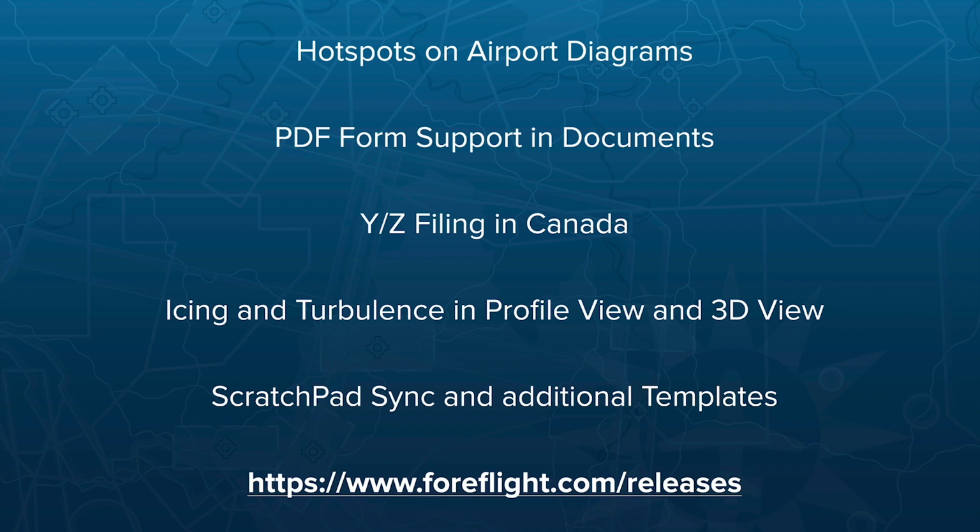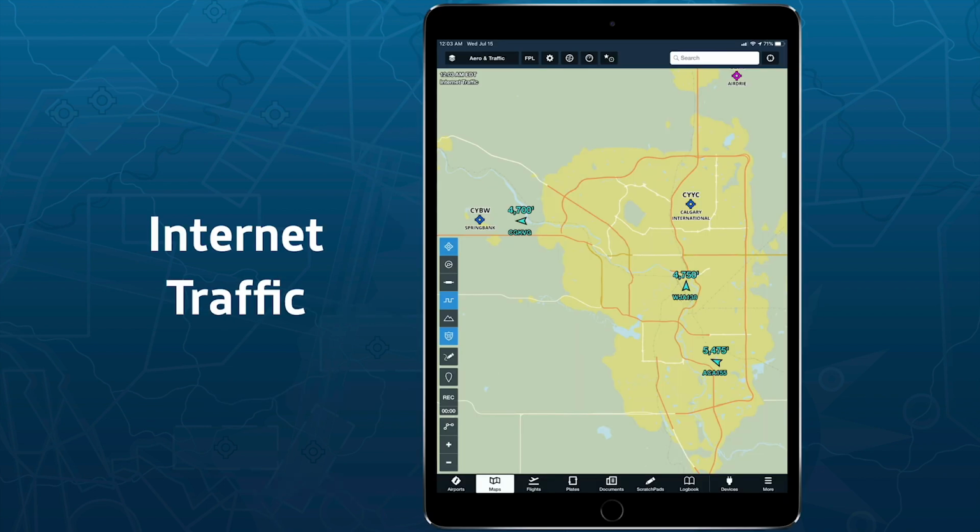We've got hotspots on airport diagrams. PDF form support in Documents. Filing in Canada. Icing and turbulence in Profile and 3D view, which we took a look at. Scratch pads now sync across all your devices. And there's some additional templates as well. If you ever want to take a look at what's been recently released, you can just visit our website, foreflight.com/releases, and it'll give you a nice list of each release and what is included in those releases.